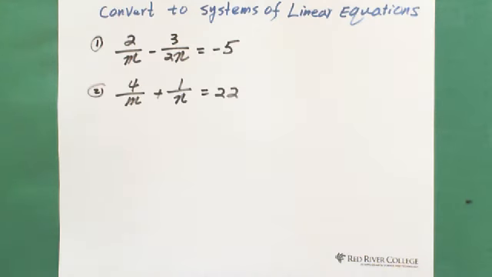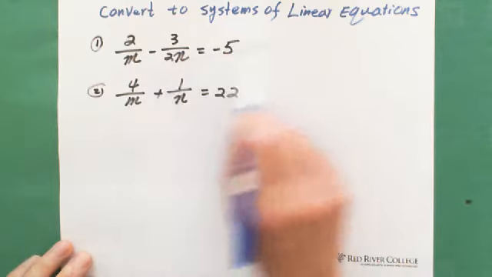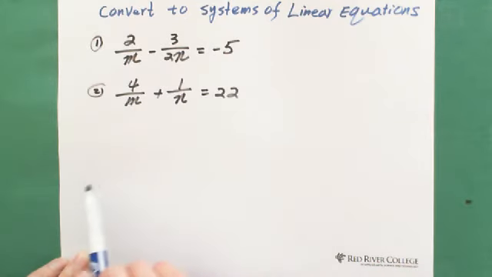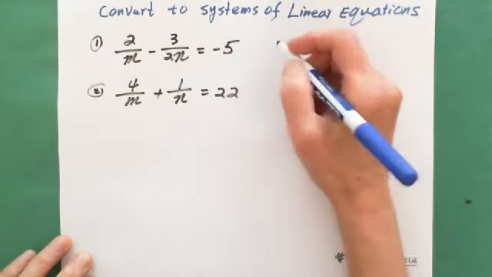The first equation is 2 over m minus 3 over 2n equals -5. The second equation is 4 over m plus 1 over n equals 22. So we use the substitution method to convert these nonlinear equations to linear equations. Let's do this.